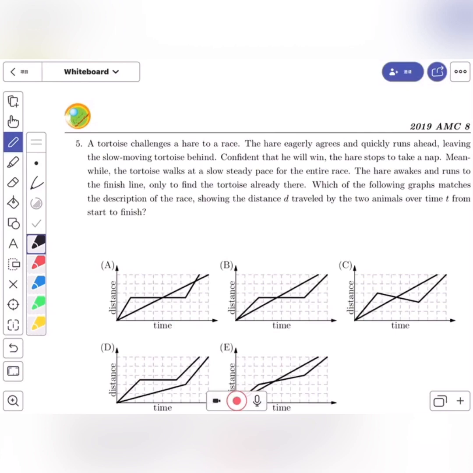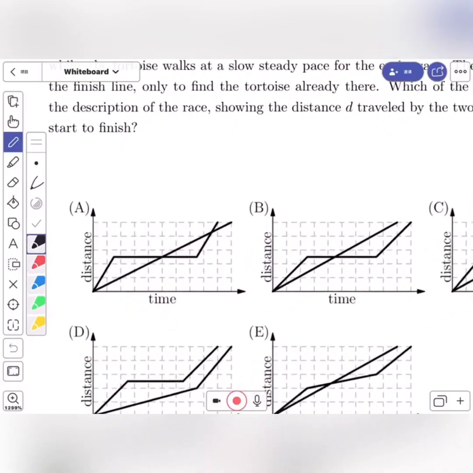Meanwhile, the tortoise walks at a slow, steady pace for the entire race. The hare awakes and runs to the finish line, only to find the tortoise already there. Which of the following graphs matches the description of the race, showing the distance D traveled by the 2 animals over time, from start to finish.